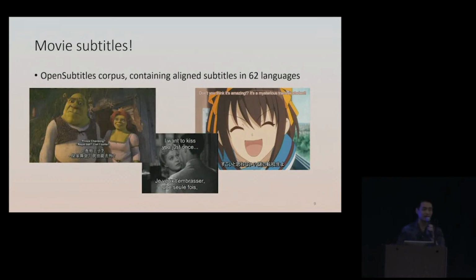So here we have a corpus of movie subtitles in hundreds of movies and millions of lines of dialogue, and in 62 languages. The reason that we use movie subtitles is that they're fairly similar to the type of speech that you encounter while doing a picture description task. So it's much more informal speech than, say, a newspaper corpus.